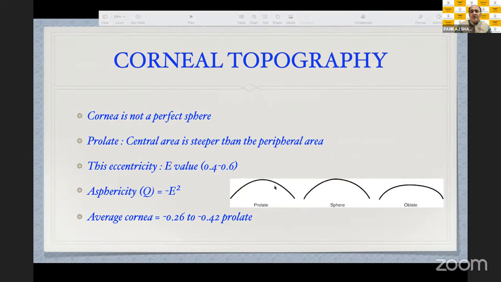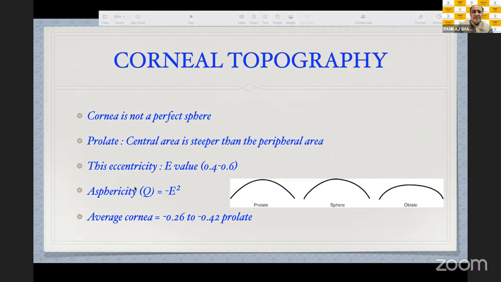This is the normal cornea, which we have, and this is known as the prolate cornea. And this eccentricity is measured, 0.4 to 0.6, not millimeters, but microns. So this eccentricity is what the perfect sphere would be somewhere over here. The eccentricity is that it is getting flatter. But since it is not a line, it is an area of the cornea, the square of this value is more important and more representative of the eccentricity.